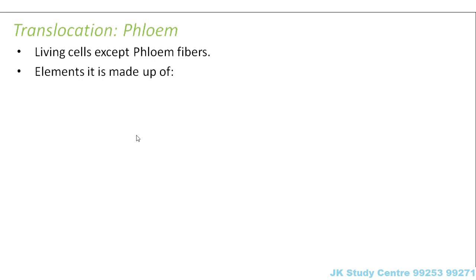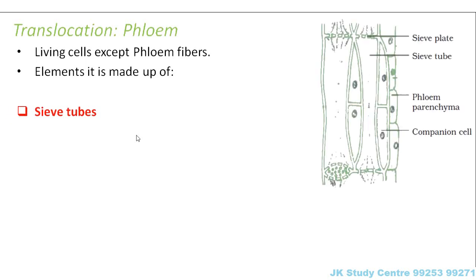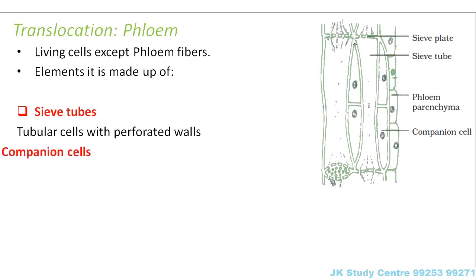So this is also made up of several elements. Let us quickly have a look at the phloem elements. They have sieve tubes. These sieve tubes are tubular cells with perforated cell walls. So if you see, their cell walls have perforations, and these perforations and the plate are known as the sieve plates. These perforations are basically known as the sieve. That is why they are called sieve tubes.